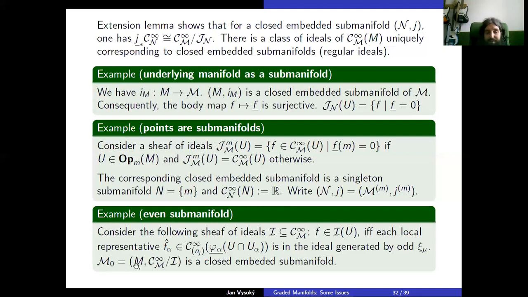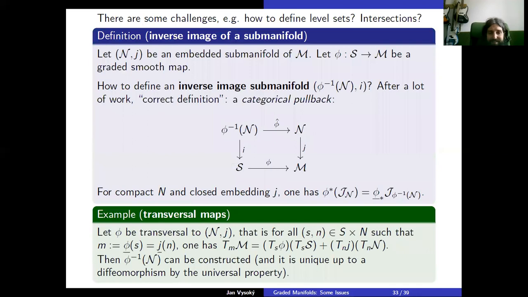And then this M0, which I define, I can now define literally as a quotient of my C infinity M over this ideal. This is a sheaf. And you can show that this makes it into an embedded manifold. And in fact, this is a closed embedded submanifold of your manifold. And there are some interesting challenges in the process. If you'd like, for example, to define a level set or an intersection of submanifolds, how would you do it? There is a manual for how to do it.